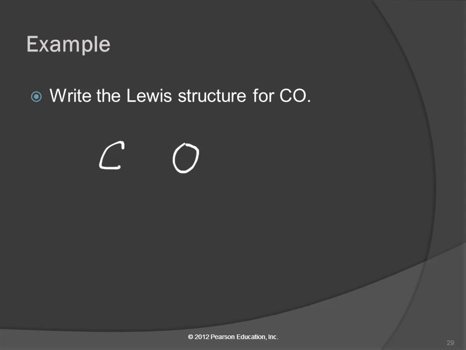And then I need to identify how many valence electrons. How many valence electrons does carbon have? 4. And how many does oxygen have? 6. So 4 plus 6 equals 10. I have 10 valence electrons. And now I'm going to distribute them.